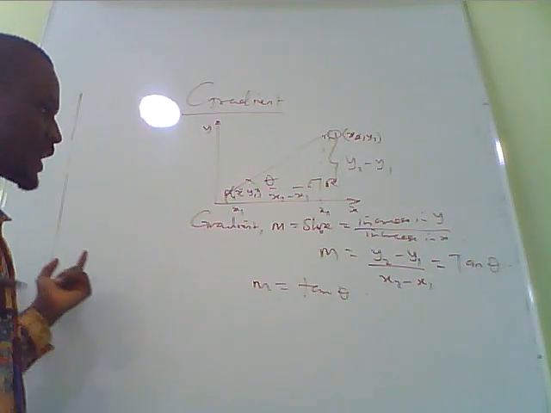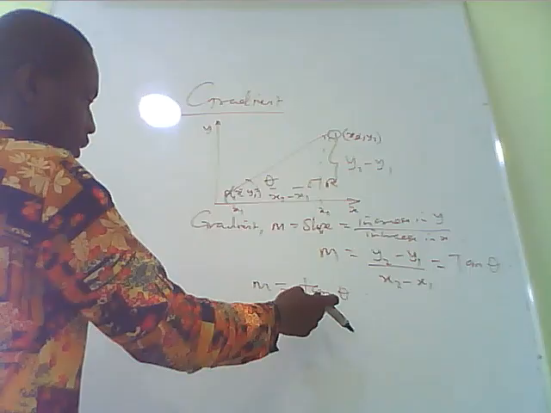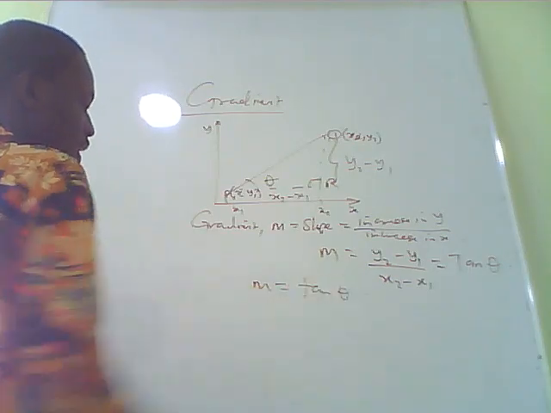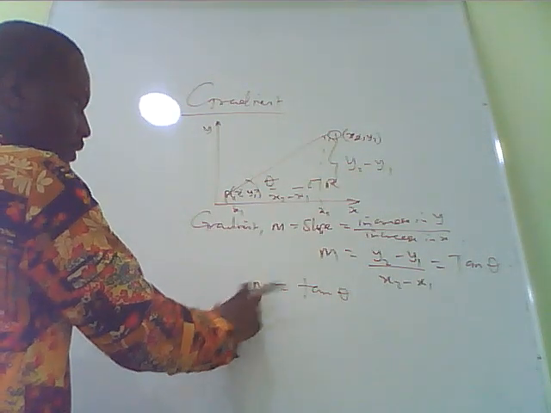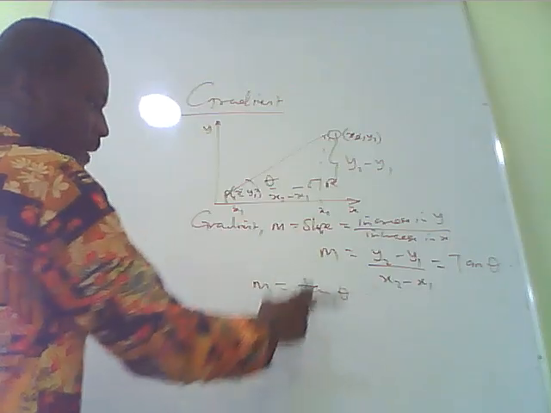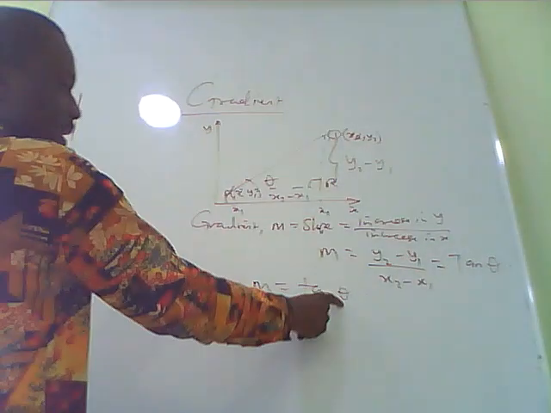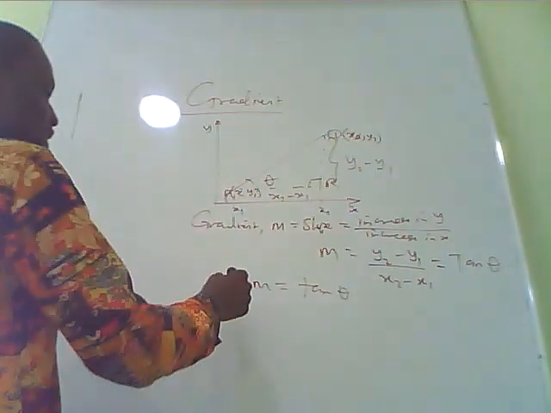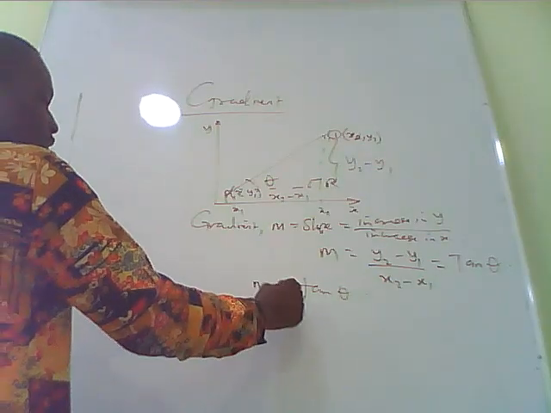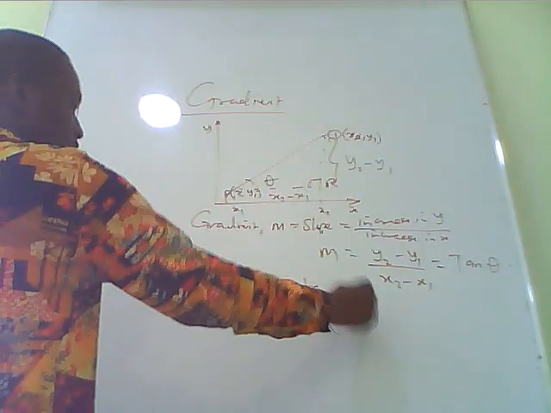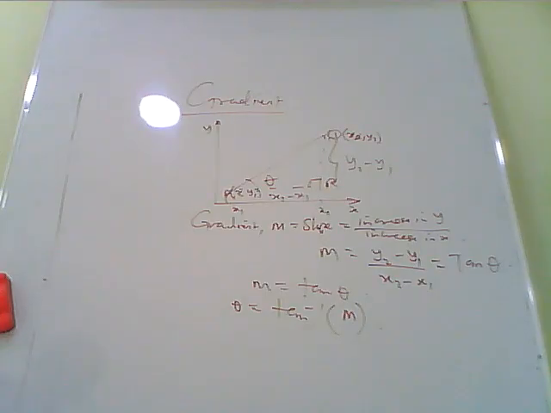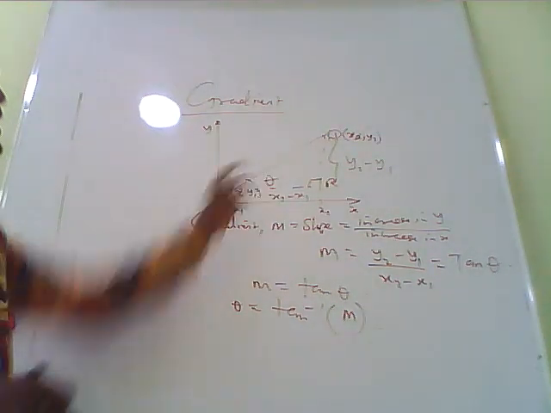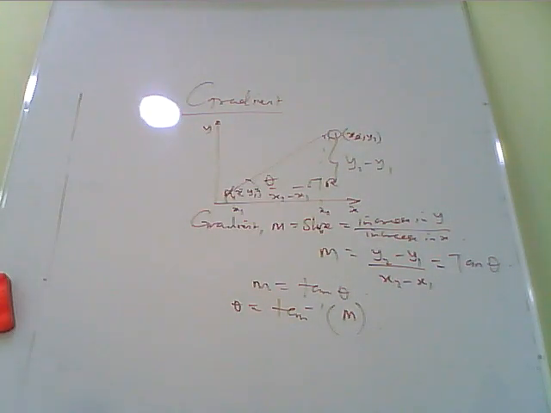But what if the slope is not given, but the angle is? So we can use tan theta. But in the case whereby tan theta was not given, we can actually say theta is going to give us tan inverse of m. So tan inverse of slope is going to give us the angle of that line.